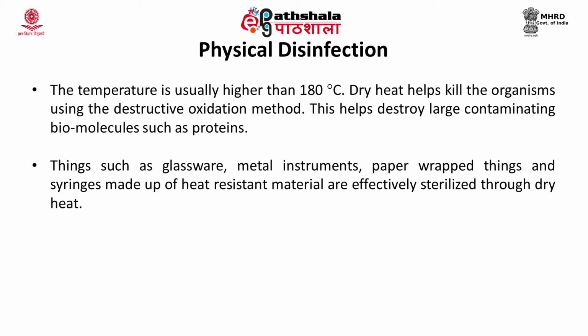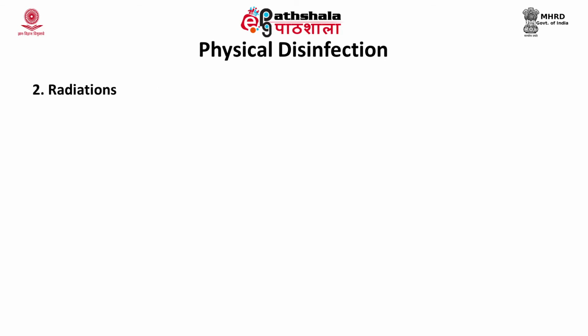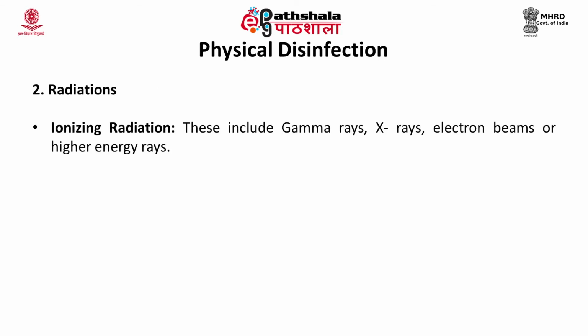Laboratory items such as glassware, metal instruments, paper wrapped items and syringes made of heat resistant material are effectively sterilized through dry heat. The next physical process to achieve disinfection is radiation. The types of radiation generally employed to kill microorganisms are ionizing radiations, non-ionizing radiations, microwave radiations and ultrasonic sound. Ionizing radiations.